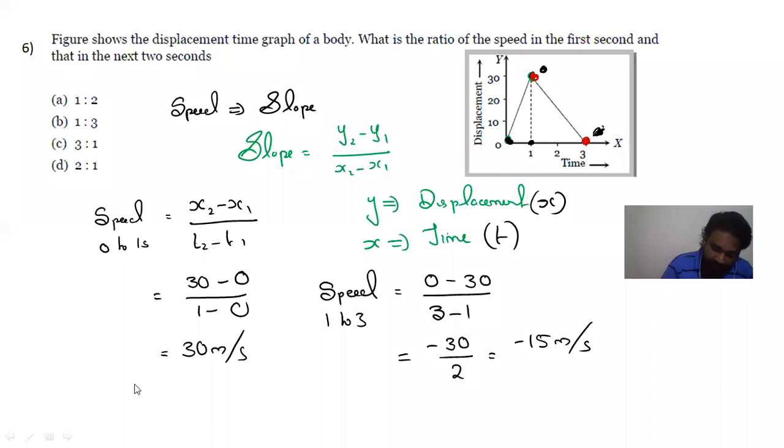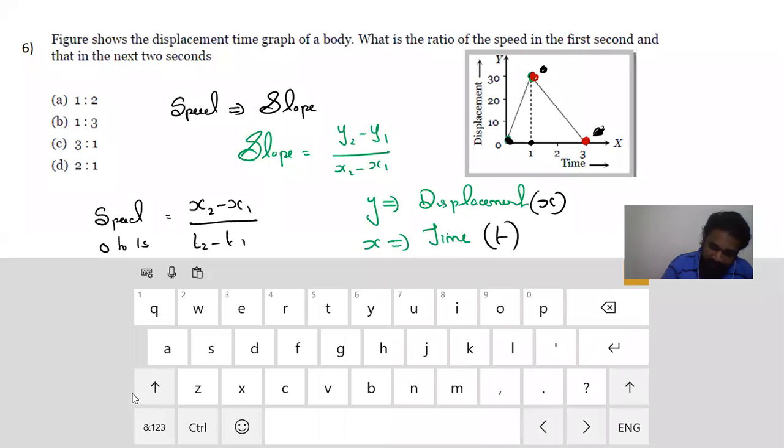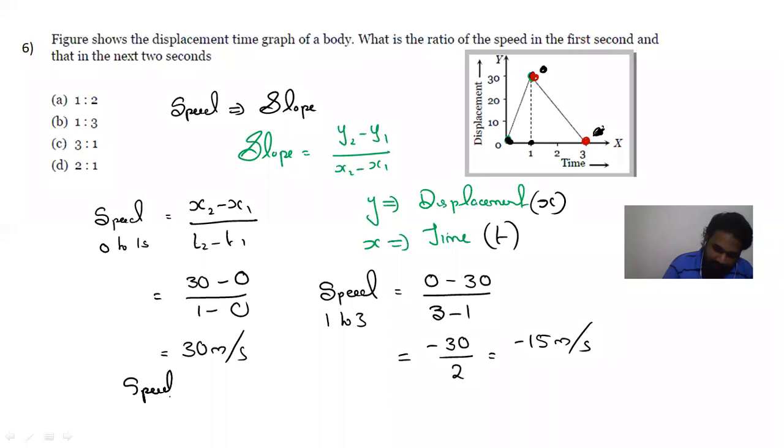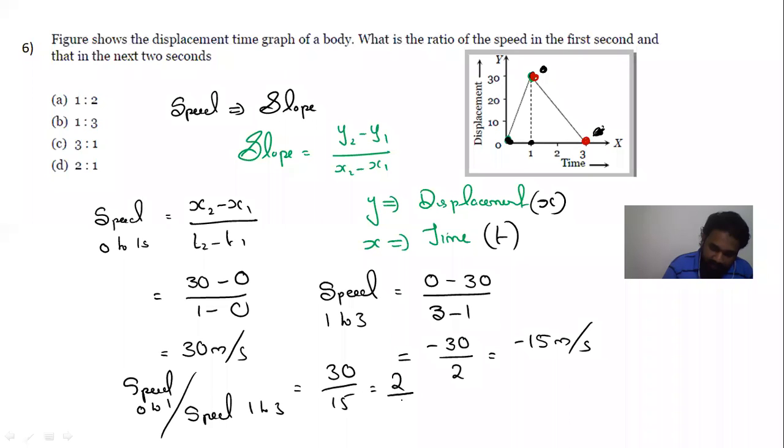So here, if we consider the speed from 0 to 1 by the speed from 1 to 3, that is equal to what? 30 divided by 15. If we consider, this is going to be 2 by 1. So 2 is to 1. Option D is the correct answer.